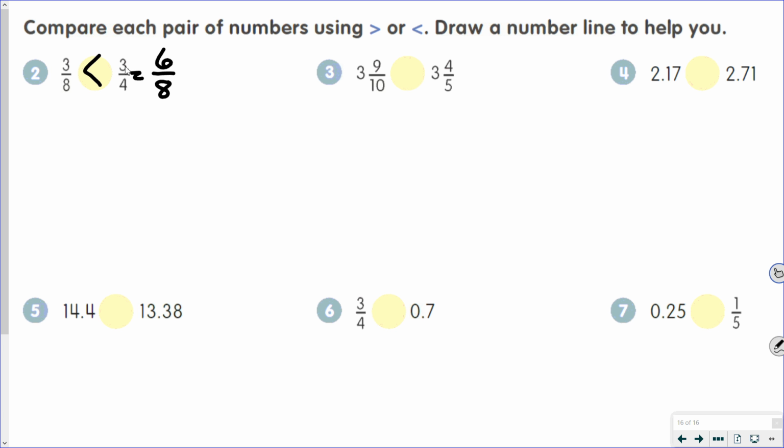For number 3, we have mixed numbers. Since the whole numbers are the same, they aren't going to help us determine which one is greater. But we have 9/10 compared to 4/5. Well, 4/5 is equivalent to 8/10. So 3 and 9/10 is greater than 3 and 4/5.